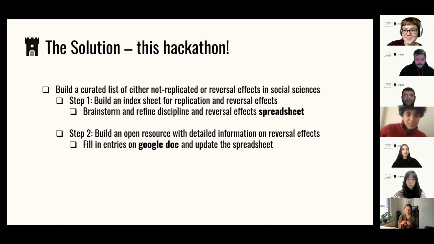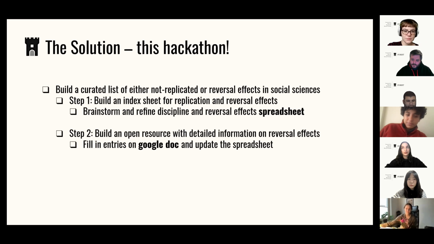So we have a two-step solution to this, and it's what we're trying to work on today as well. First of all, collating all of those effects that have either been reversed, or not been replicated, or maybe even successfully replicated in the social sciences. We're trying to put those all together in one spreadsheet. The spreadsheet is still very much a work in progress, so we're brainstorming and refining it as we go along.